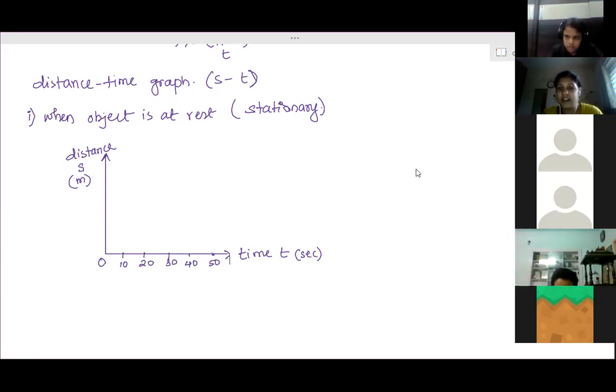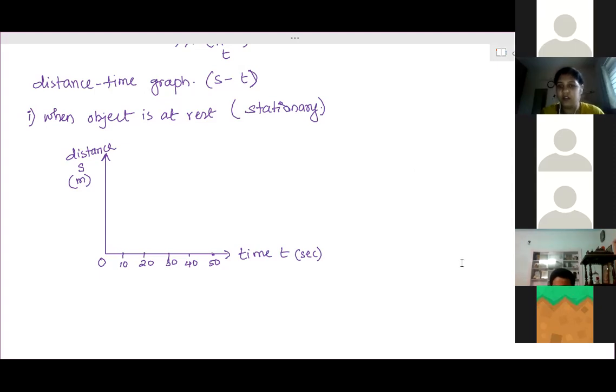Object is stationary. Like right now, you people have traveled from the second room to this room where you are sitting. And after that, now you are sitting. So time is going on. Time is passing by. What is happening to the distance covered? Nothing. Zero. So there is no change in the distance covered.